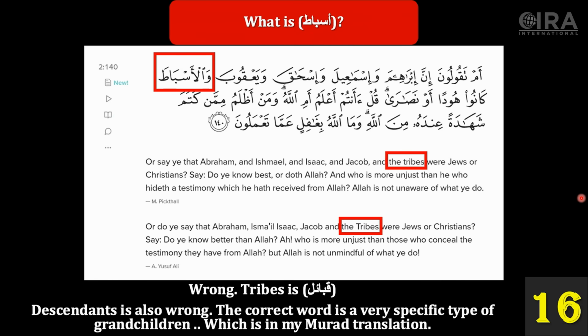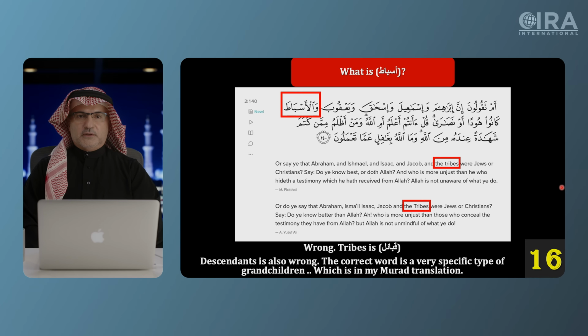The correct word is a very specific type of grandchildren, which is in my translation. This specific word has to do with the daughter. So it's grandchildren through one's daughter specifically. But this is something that they didn't look into because they do not care. What do you think? Of course, I mean, like you stated, the minute you hear the word sibt or asbāṭ, because people have been programmed or conditioned to think of it as tribes, that's exactly where they're going to go.